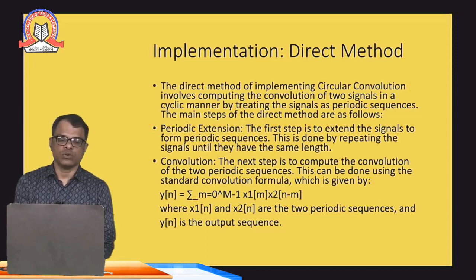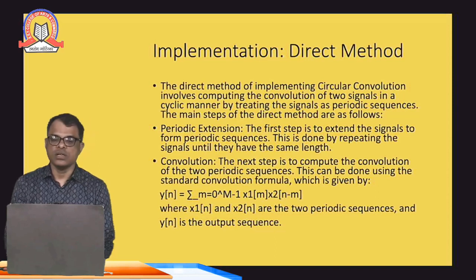So here we have two signals x1n and x2n, and we are doing the circular convolution to produce y of n, which is the output signal.